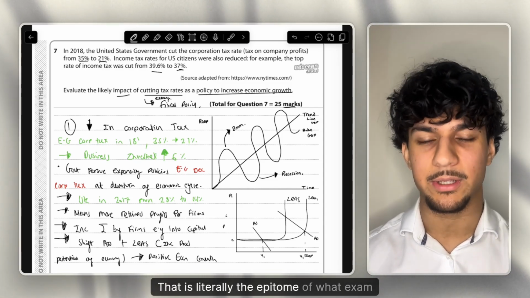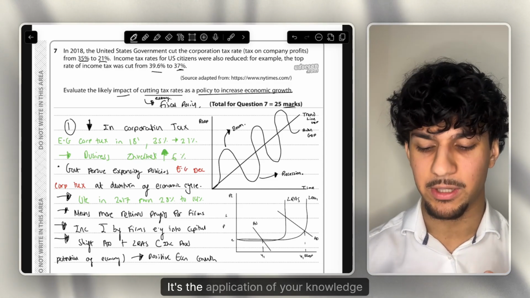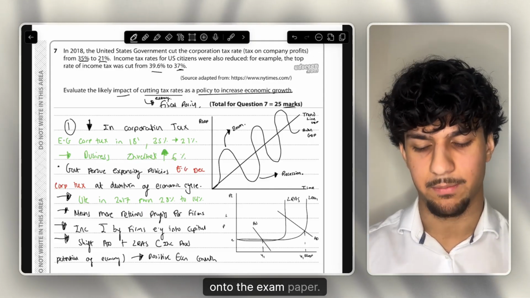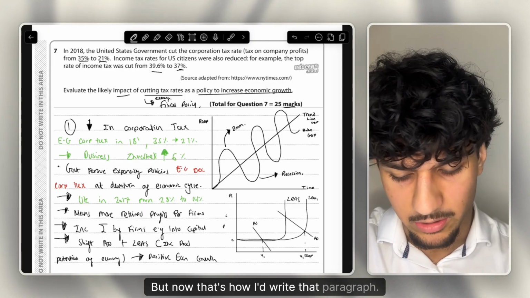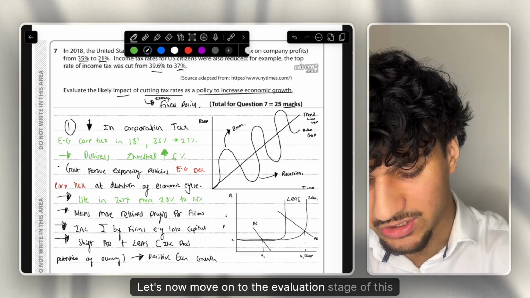That is literally the epitome of what exam technique is. It's the application of your knowledge onto the exam paper. But now, that's how I'd write that paragraph. Let's now move on to the evaluation stage of this paragraph.